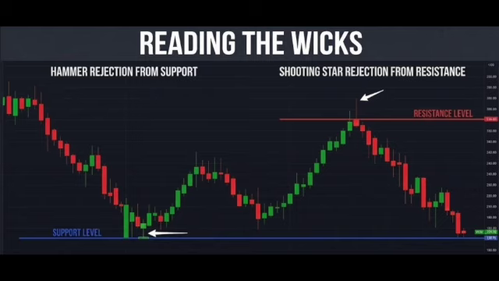Now flip that logic upside down. Imagine a tiny body at the bottom with a massive wick pointing straight up. This is called a shooting star. Buyers tried to fly to the moon, but sellers stepped in and slammed the price back down to earth. That upper wick is a rejection of higher prices. If you see this at the top of a big rally, protect your capital, because the bears are taking back control. By watching the wicks, you stop guessing and start understanding market psychology in real time.